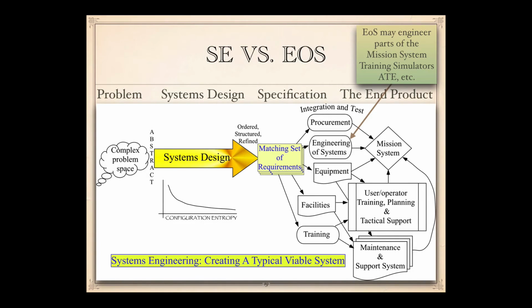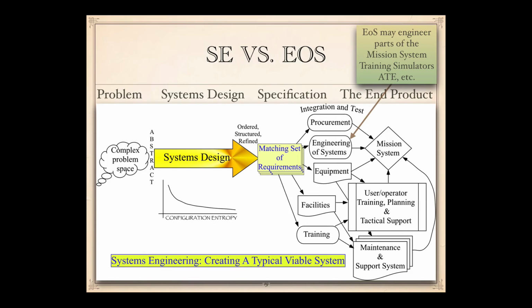And from that we end up with the 3 things that we're going to deliver: a mission system, a user operator training, planning and tactical support system, and a maintenance and support system, so that the mission system is maintained and it is supplied with trained users and operators and continually updated tactical support. Of course, that assumes that the mission system has other systems supporting it separately.